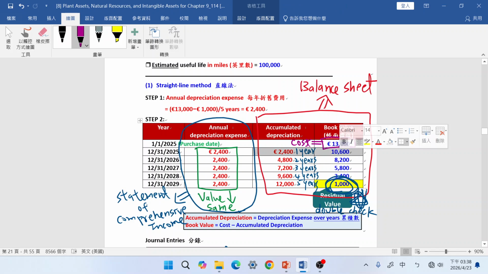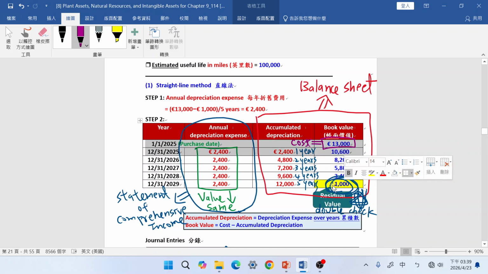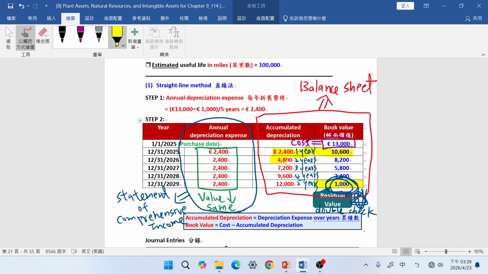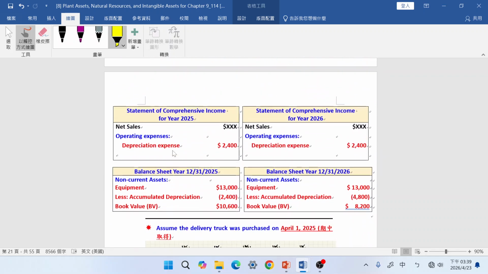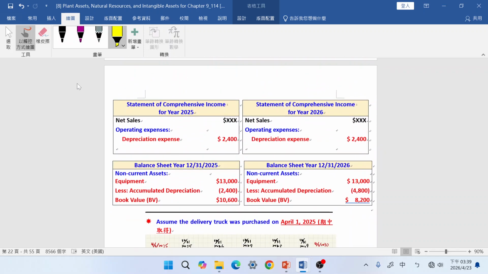Book value only $10,600. How about second year accumulated depreciation, $4,800. What's your book value after 2 years? $8,200. Okay, so look at the last two columns told you your accumulated depreciation and your book value. Okay, that's how we finish this.